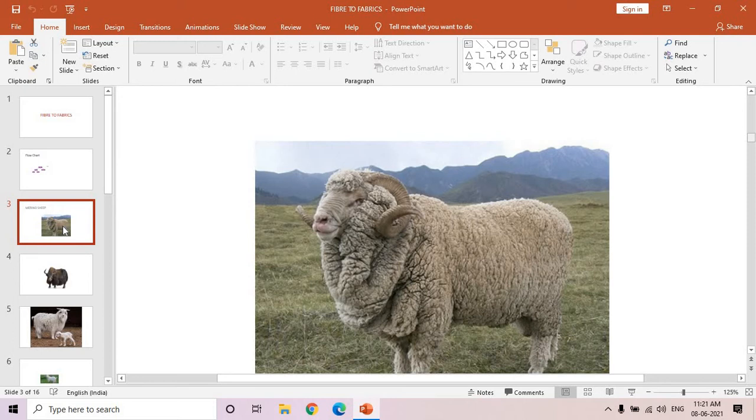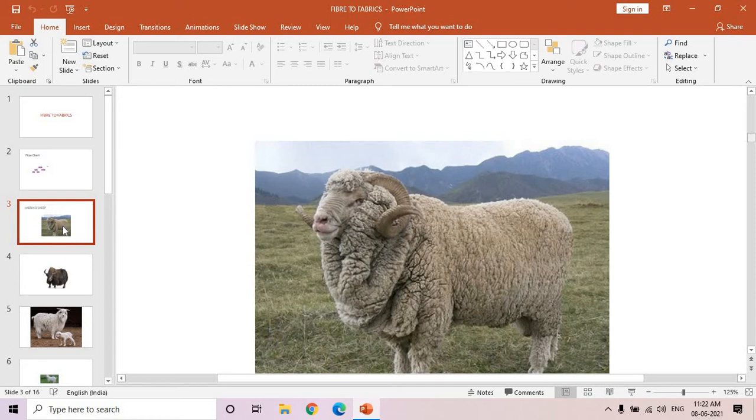Now when we come to the wool part, there are different types of animals giving us wool, different animals we are rearing. Some animals will give soft wool, some animals will give very hard wool, some wools make us very warm, some not that warm. That condition they cannot provide.